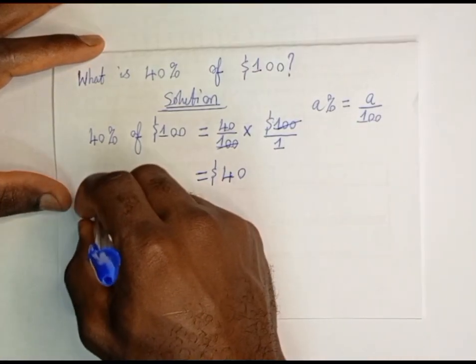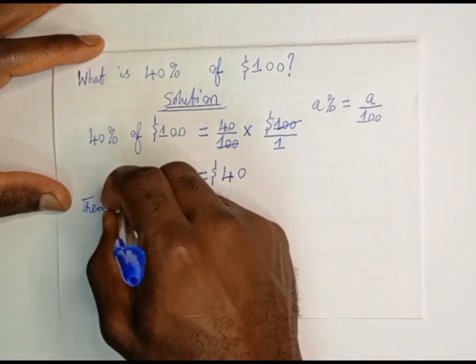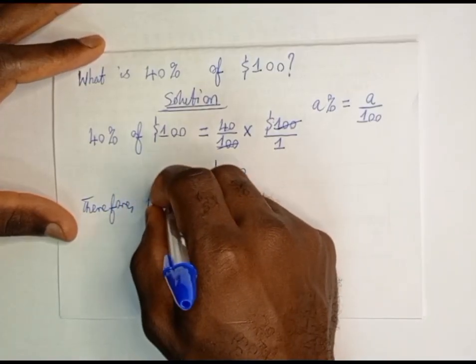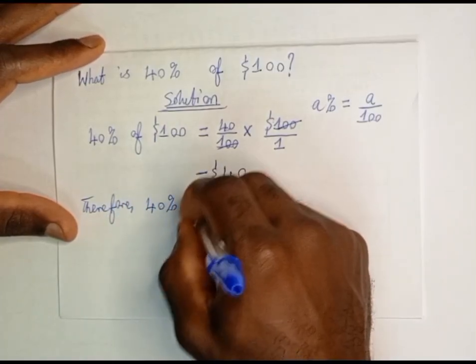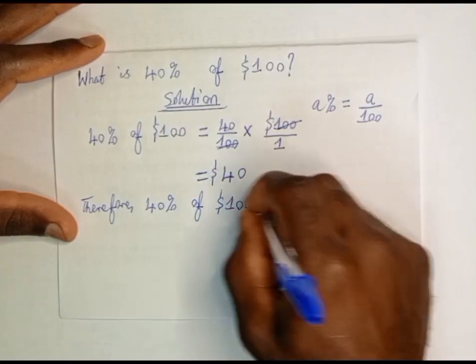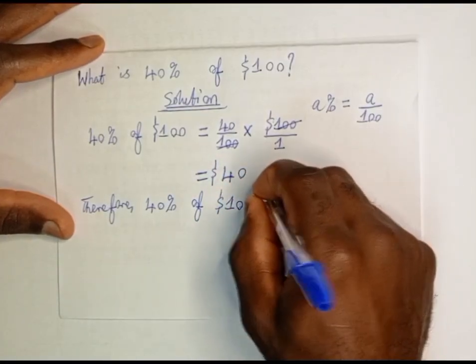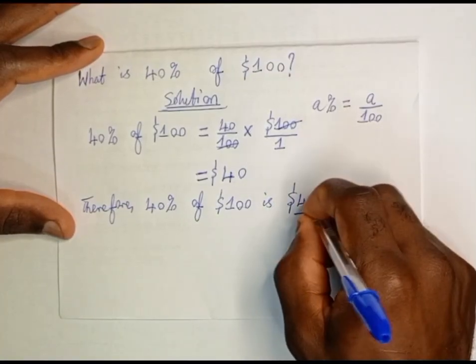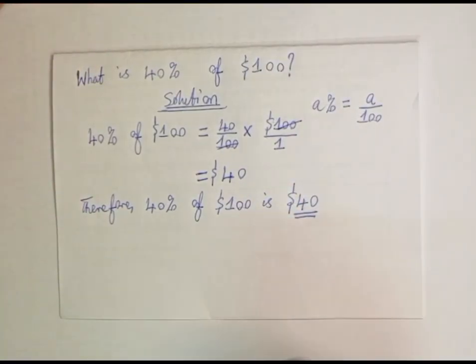Therefore, 40% of $100 is $40. We are done with the solution of this question.